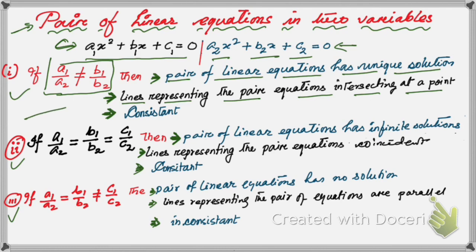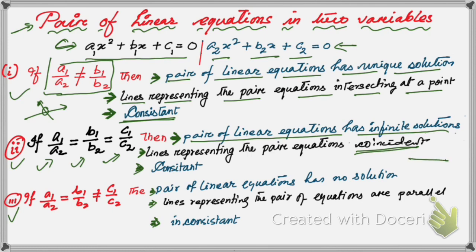if you draw the graphs of these two equations, they will intersect at one point, and in that case they are consistent, right? And if a1 by a2, b1 by b2, and c1 by c2, all three ratios are equal, then the pair of linear equations has infinitely many solutions, and the lines representing them coincide. They coincide with each other. That means they will represent the same line, right? And in that case also the pair of linear equations is called consistent.